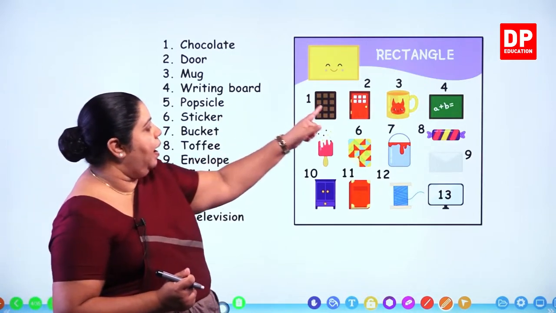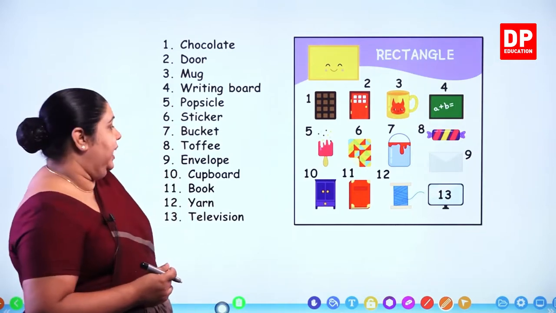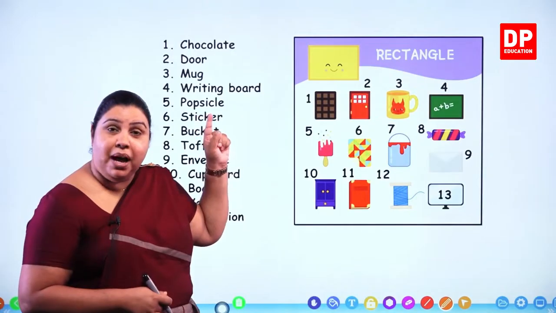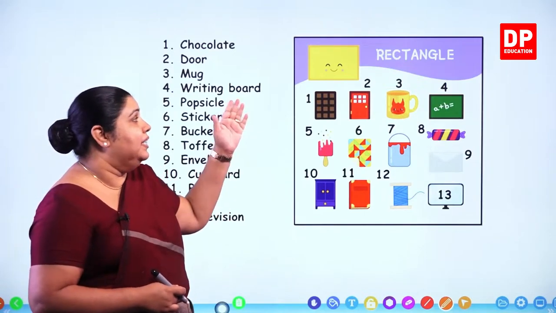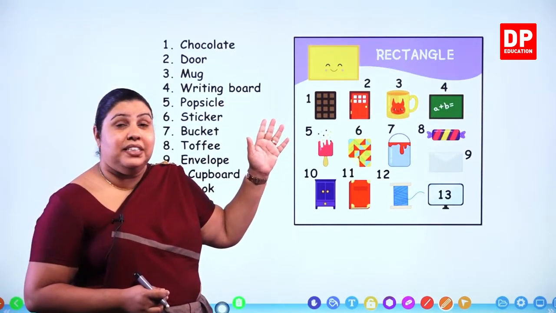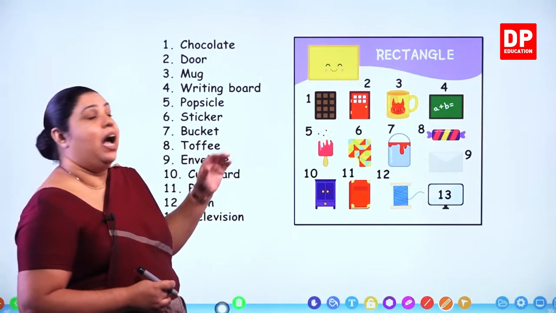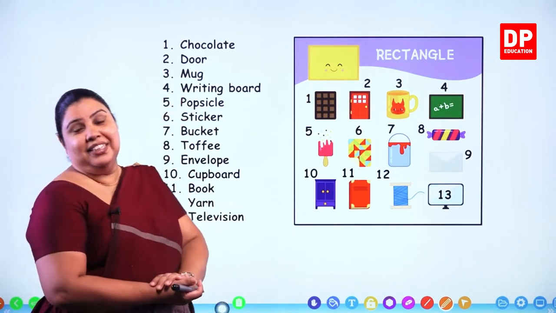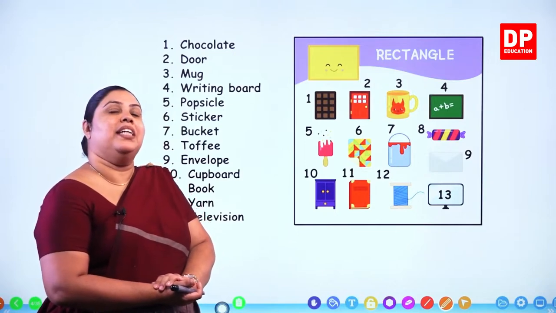Now I have numbered these pictures and we will see what they are. Now there are 13 pictures. So when I read the names one by one, you look at the pictures. I have numbered them and see whether they are in the shape of a rectangle. So, rectangular shaped items are here. Let's read and see. Chocolate. Number one is chocolate. Is chocolate in the shape of a rectangle?